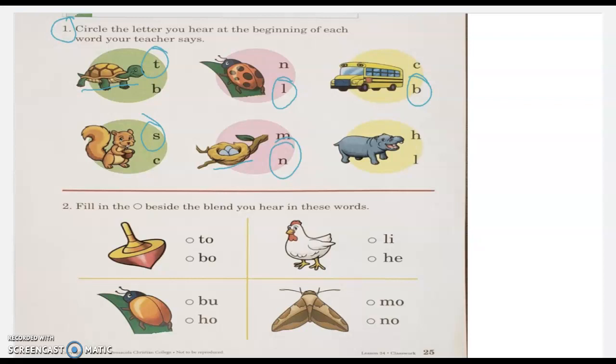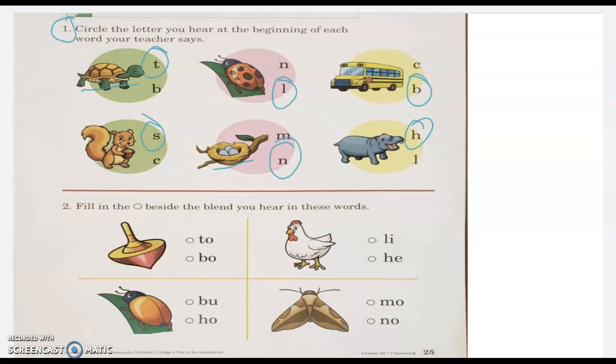This is a picture of a hippo. Hippo. Which letter says h? Good. Fill in the circle beside the blend you hear in these words.